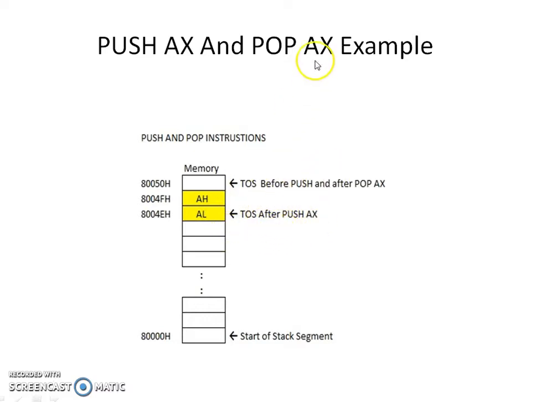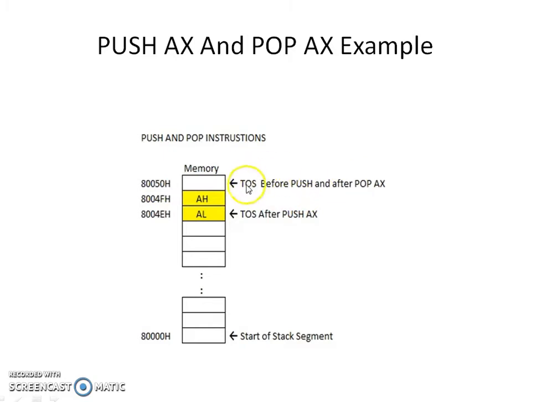Now if you try to pop the AX register contents, initially the stack pointer is pointing here. First, the contents at this location are loaded into the AL register, and the stack pointer gets incremented by 1, and now it is pointing here to 8004FH. Now it pops back the contents present over here to the AH register, and again the stack pointer gets incremented by 1, and now the stack pointer is pointing to 8005H.